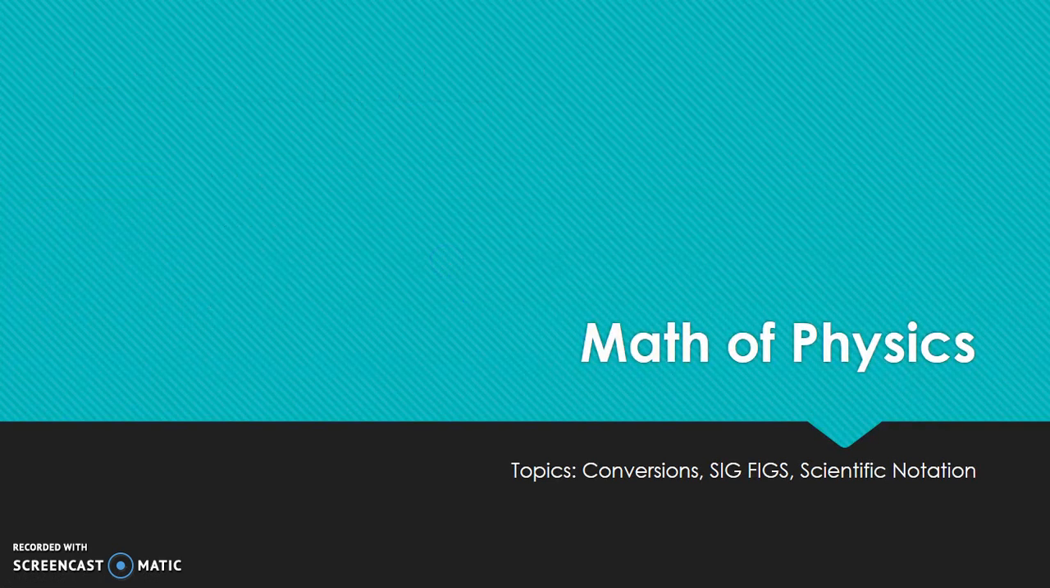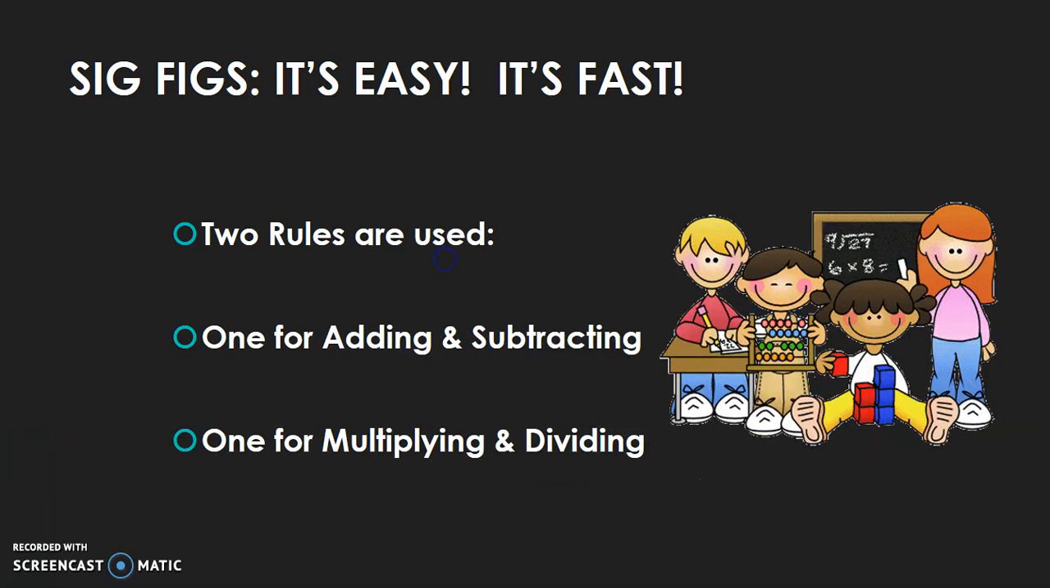So once you start, make sure you have 90 minutes to complete the entire exam in one sitting. All right, so now we are going to cover the math of physics in this recording, and some of the topics that I'm going to just touch on are conversions, sig figs, and scientific notation. All right, so the first thing is sig figs. Remember that it's fast, it's easy, and a lot of you miss little points off later on in the semester because you forgot about significant figures. There basically are two rules. There's one for adding and subtracting and one for multiplying and dividing.